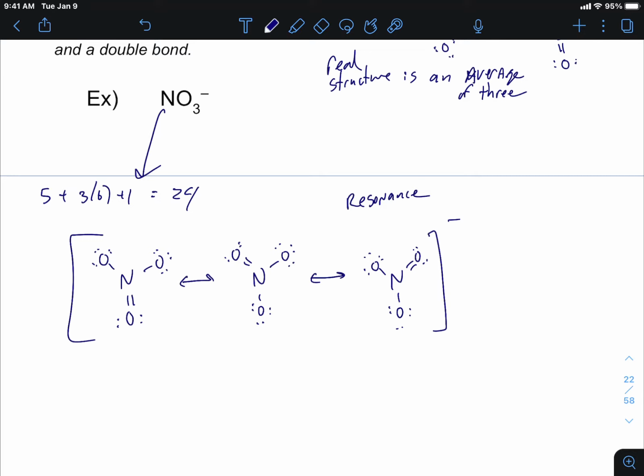Okay, here's another example where we might see resonance.